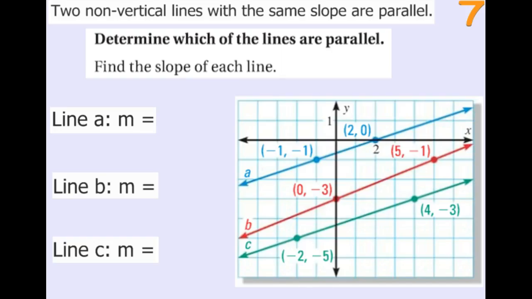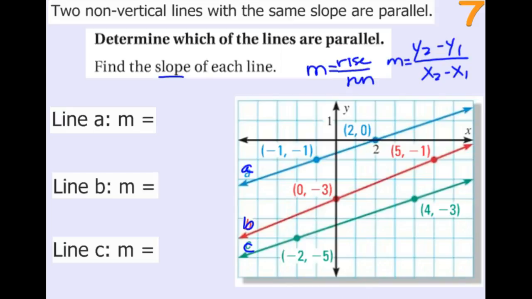So we are going to look at these lines to determine which of them are parallel. We have line A, B, and C. Two non-vertical lines with the same slope are parallel. Determine which of the lines are parallel by finding the slope of each line. Now you could use your equation y2 minus y1 over x2 minus x1 to find our slope, but an easier way to do that would just be to count rise over run. So that's what I'm going to do.